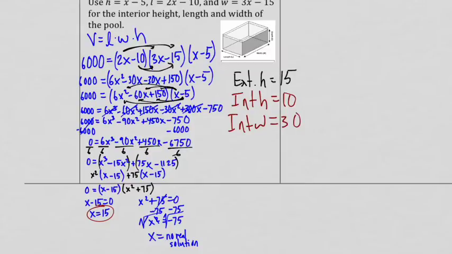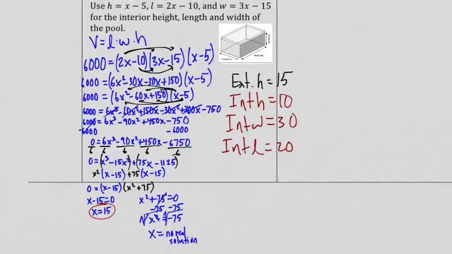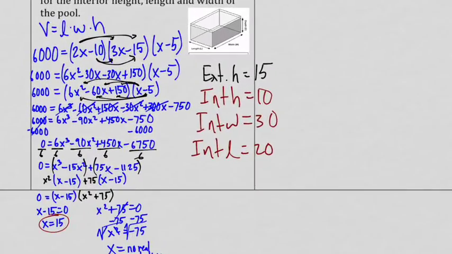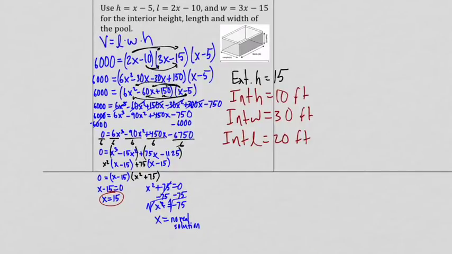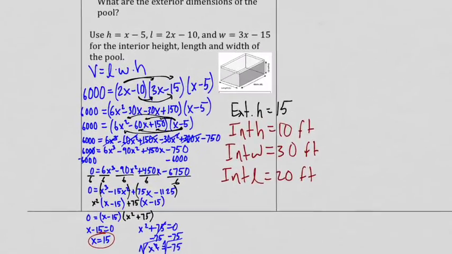And interior length. Plug it in right here. 15 times 2 is 30. 30 minus 10 is 20. 20, is this feet? Yeah, feet. 10 feet, 30 feet, 20 feet. There's your final answer. That problem takes a long time. It takes a while to try to figure out.